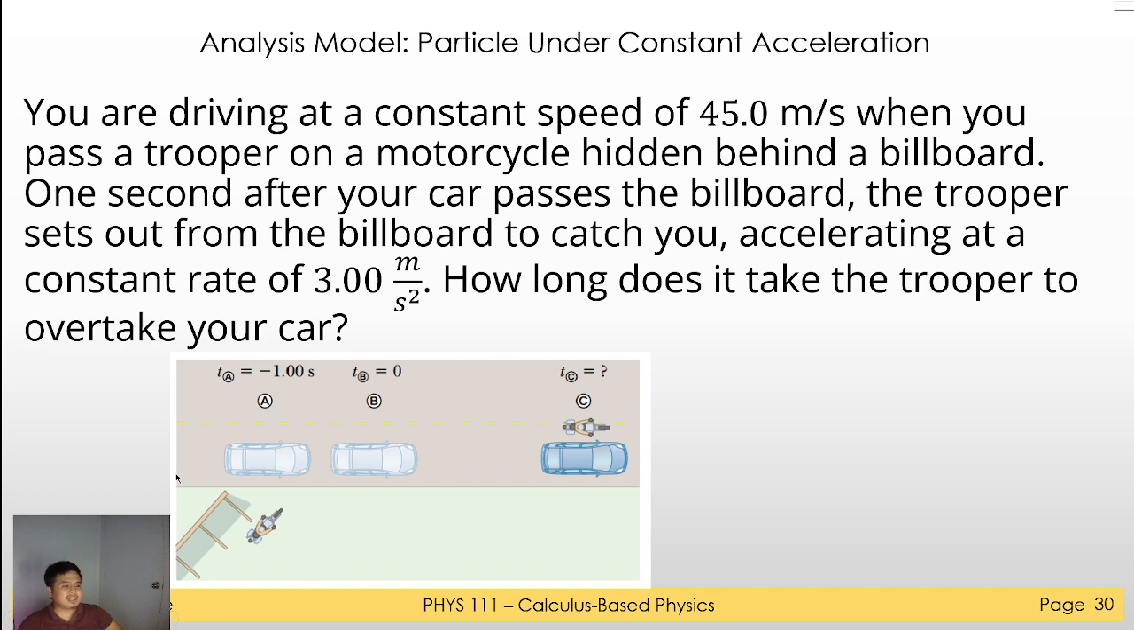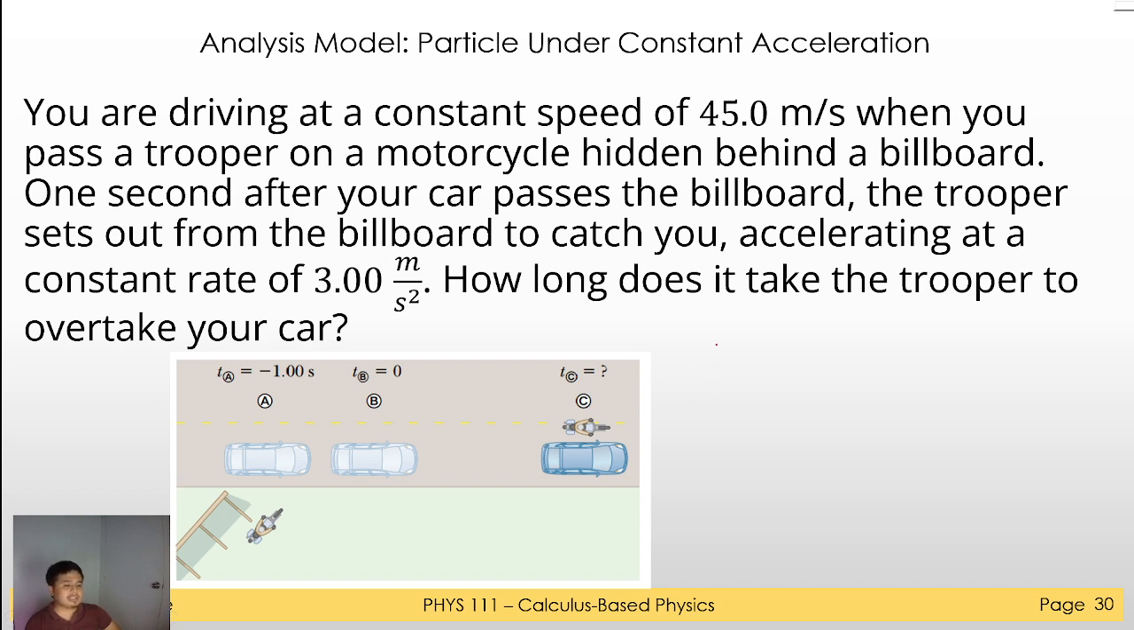You can imagine this scenario when you are on the expressway, and let's say you are overspeeding. Let's say this trooper, or this patrol person, possibly the police, or the patrol group, is trying to catch you for overspeeding. So after an instant of 1 second, he will try to overtake you to catch you. How do we solve this problem? How long does it take the trooper to overtake your car?